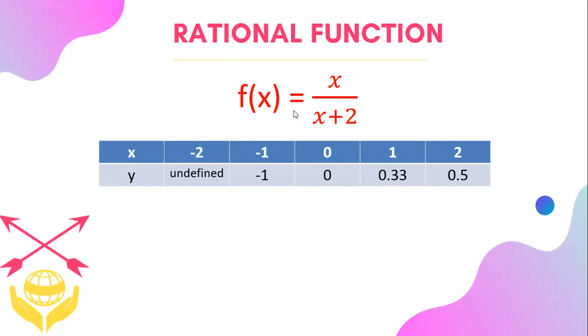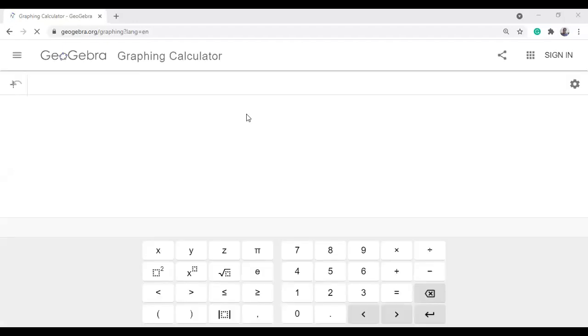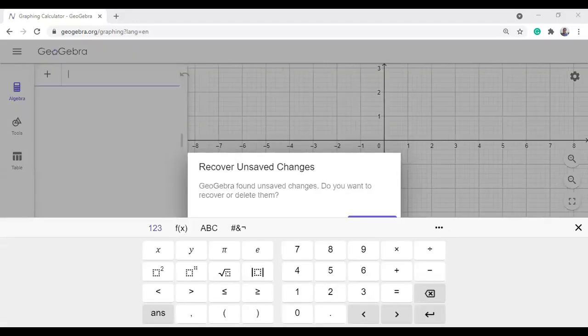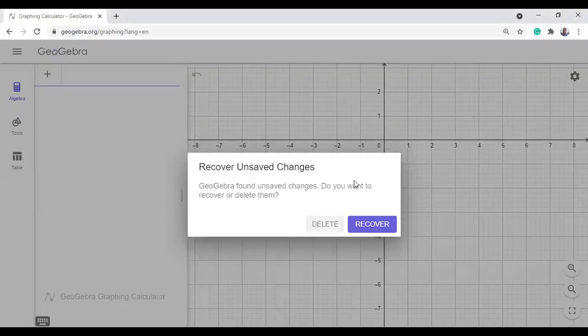Okay, so we'll stop sharing for a while. This is my daughter. So we'll try to make use of GeoGebra. As you can see here, there's already the grid. Wait, it's still loading. These are the grid by which the graph will be reflected.